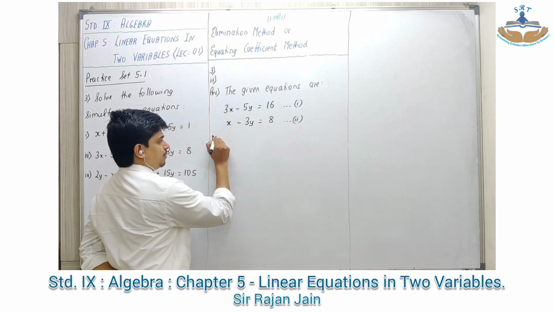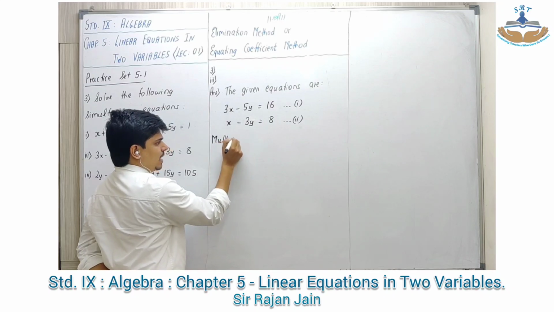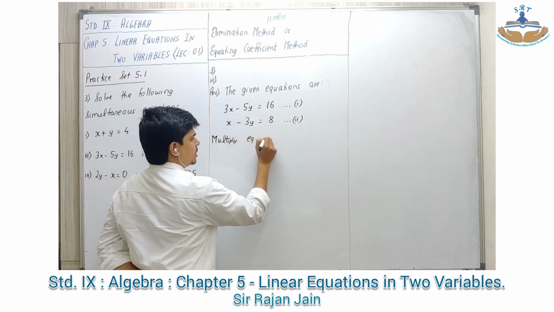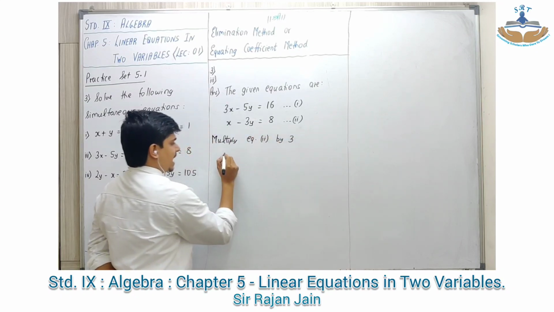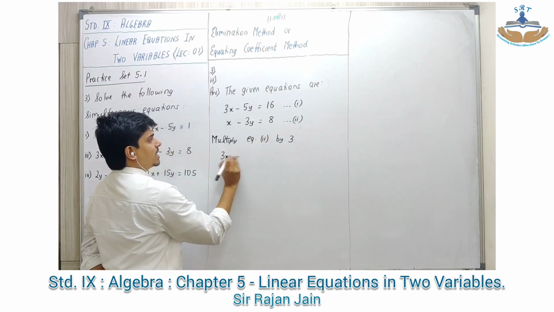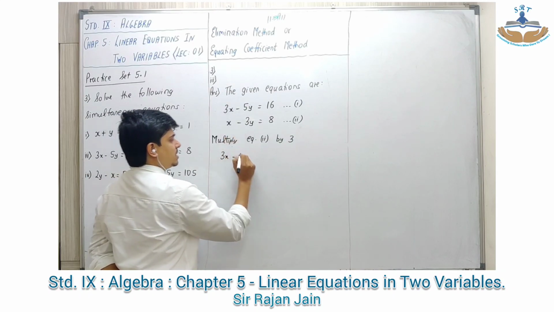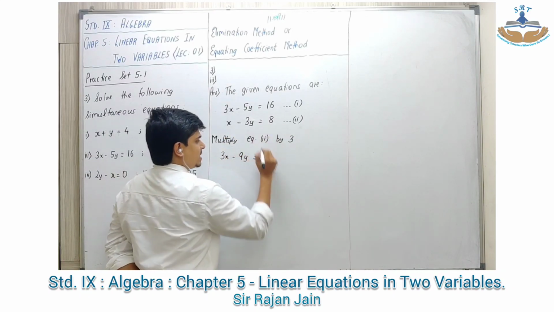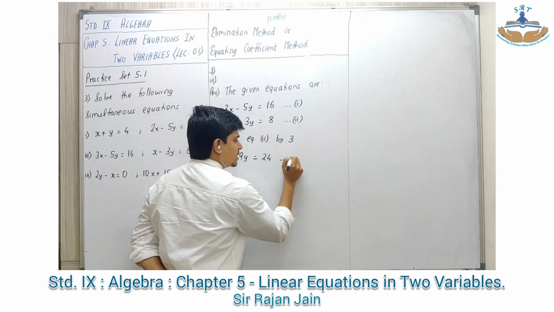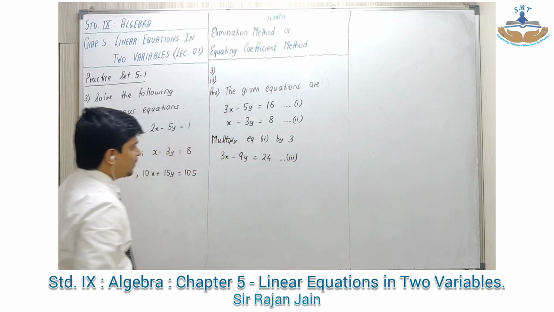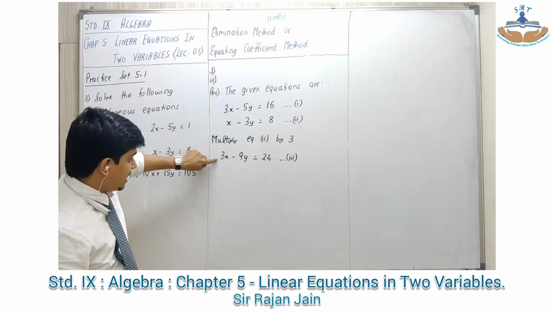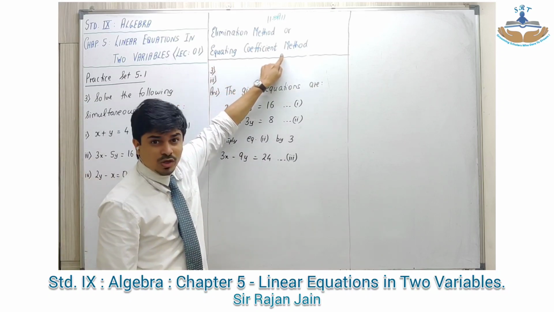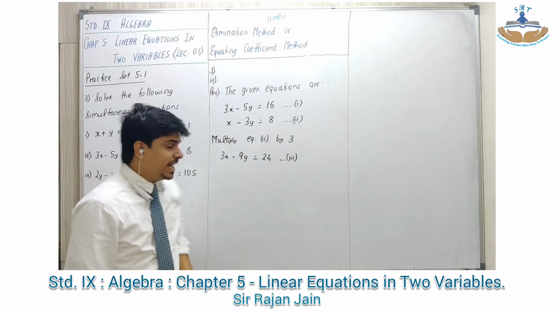So I'll say multiply equation 2 by 3. If I multiply this entire equation by 3, I'll get 3x minus 3 3s are 9y, 8 3s are 24. Number this as equation 3. Now if I go to see this equation and this equation, x का coefficient same है, so I have equated the coefficient.